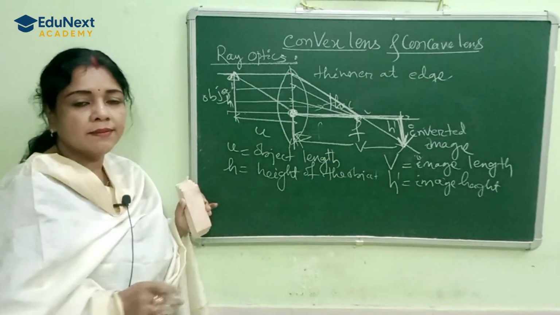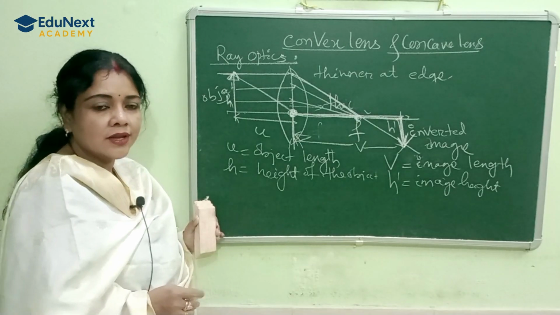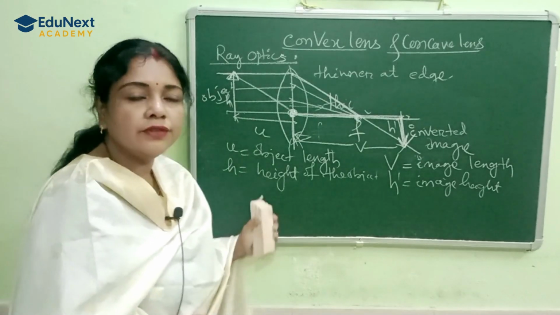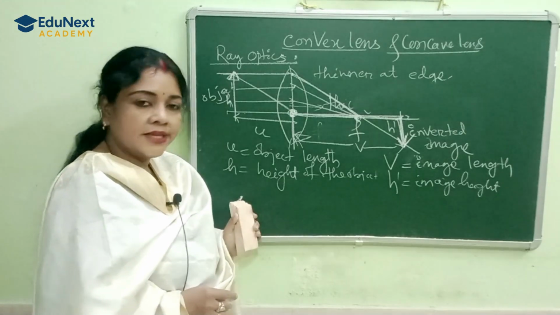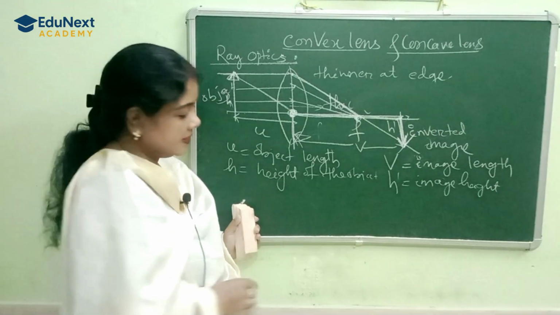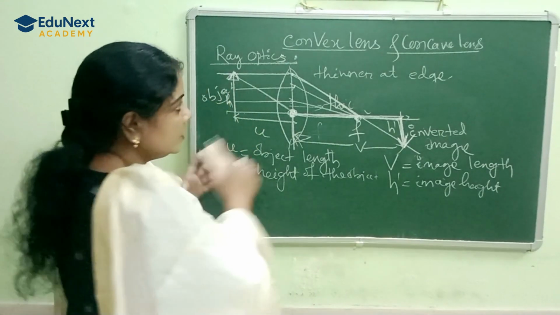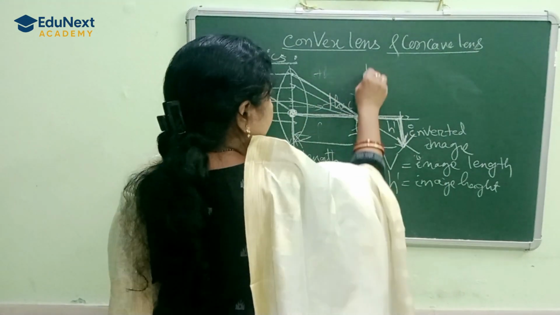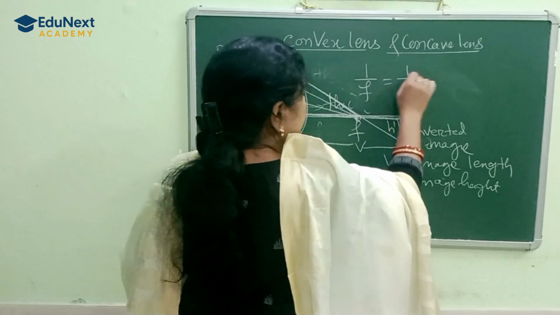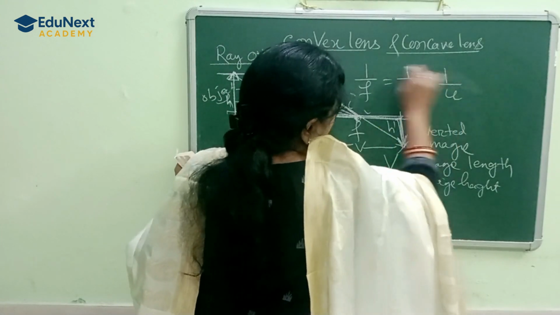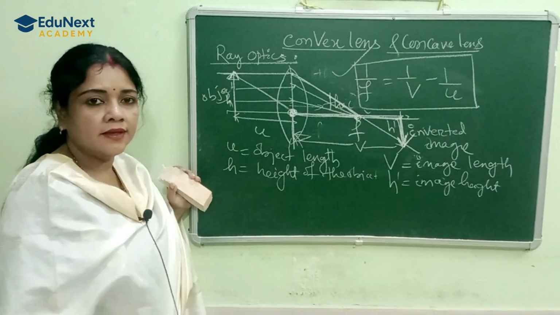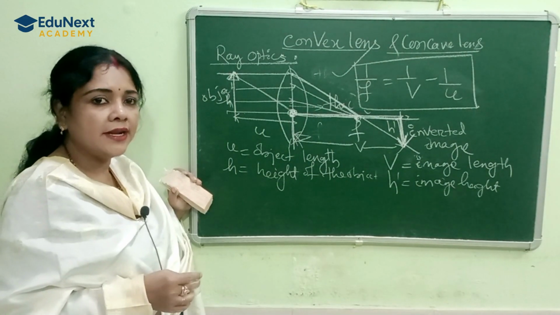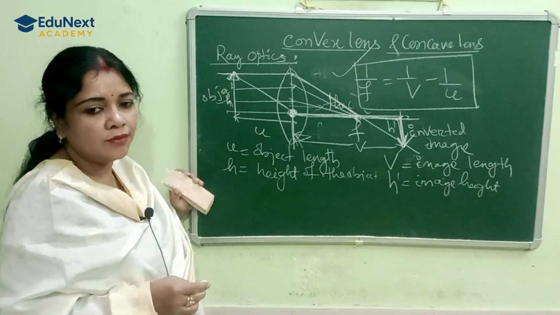Now let us find the formula of the lens. That means, what is the relation between the focal length, your object length and your image length? You need to remember this formula: 1 by f is equal to 1 by v minus 1 by u. This is a very important formula. You can find the image length, the object length, or the focal length.